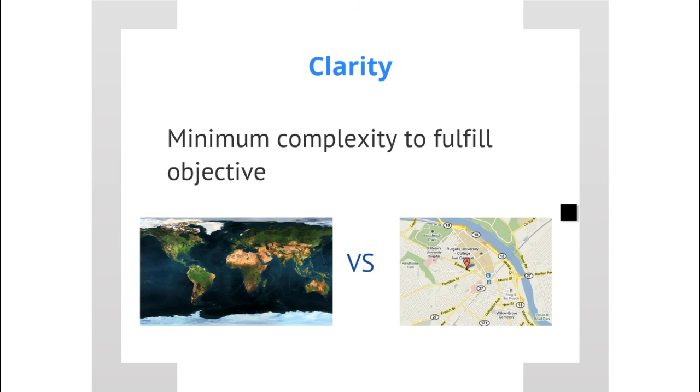Which one is right really depends on what you need to do. If you just want to move around New Brunswick, you don't need the picture of the map of the world. So your visual has to have the right amount of complexity, the right amount of clarity for the objective you want to fulfill.